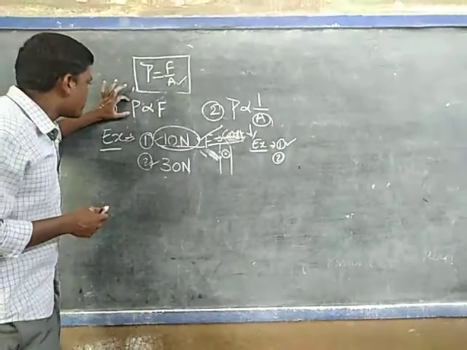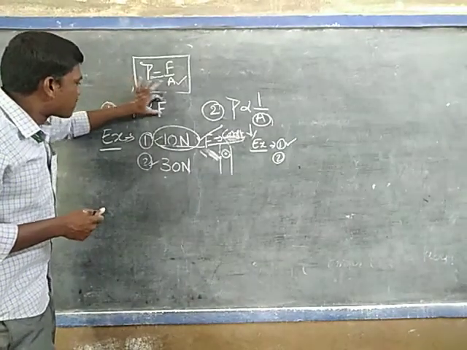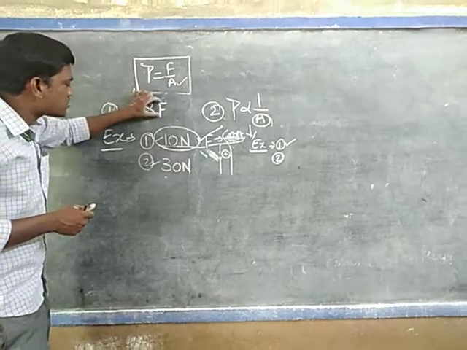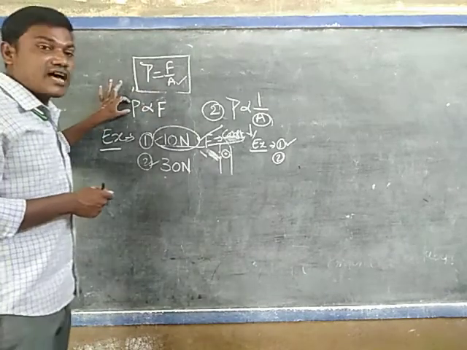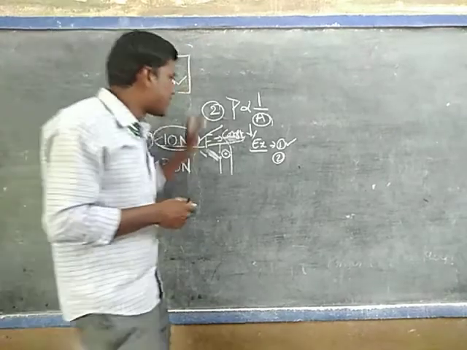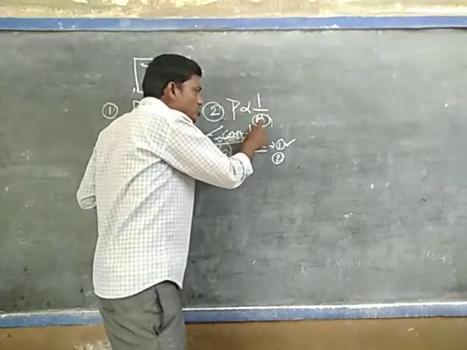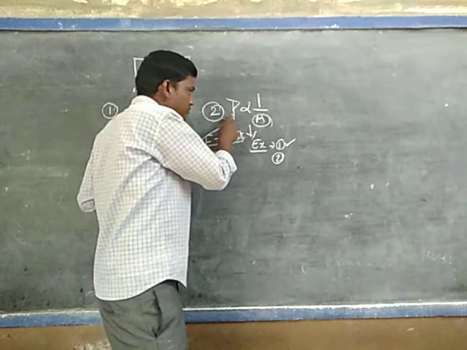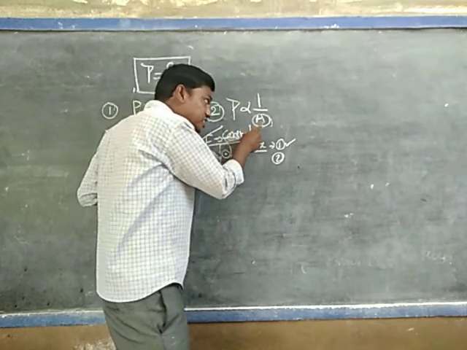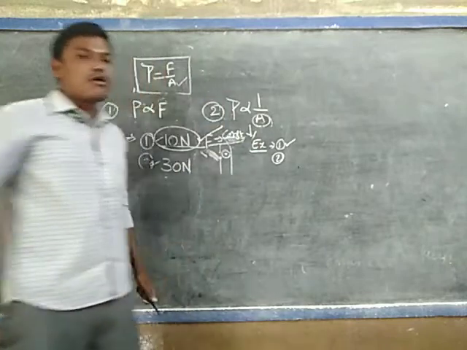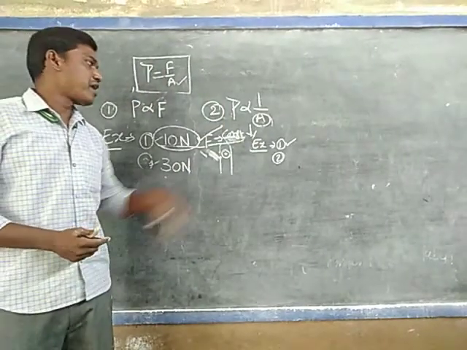Pressure is directly proportional to the force. If the force increases, pressure also increases. Next, in the second case, as the area of the cross section increases, pressure decreases. When the area of the cross section decreases, pressure increases. One more example I will explain about this.